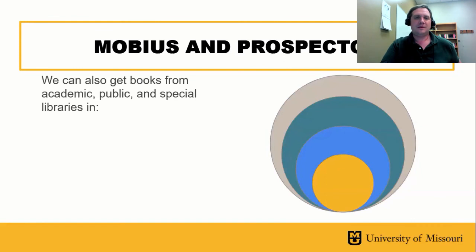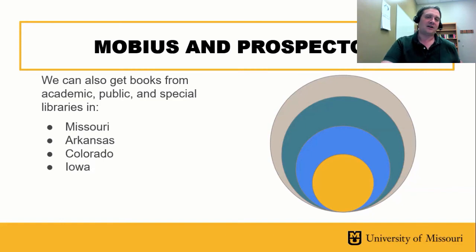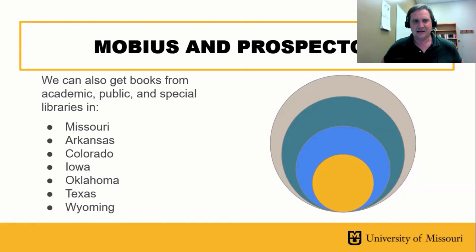We also can get books from academic and public and special libraries in the state of Missouri. So other non-UM system campuses around the state, as well as public library systems in the state, as well as in Arkansas, Colorado, Iowa, Oklahoma, Texas, and Wyoming. We are a member of two different consortia. We're a member of the Mobius Consortium, which is primarily Missouri, but also some adjoining states. And then we have a sort of a partnership with these Prospector libraries in Colorado and Wyoming.